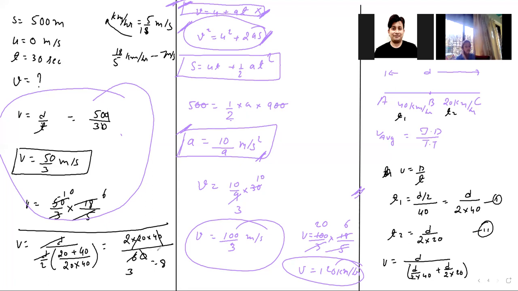Four twos are 8, so it is 80 by 3. Three twos are 6, plus 2 is 8. Three sixes are 18. So V average will be equal to 26.6 km per hour. Have a look.